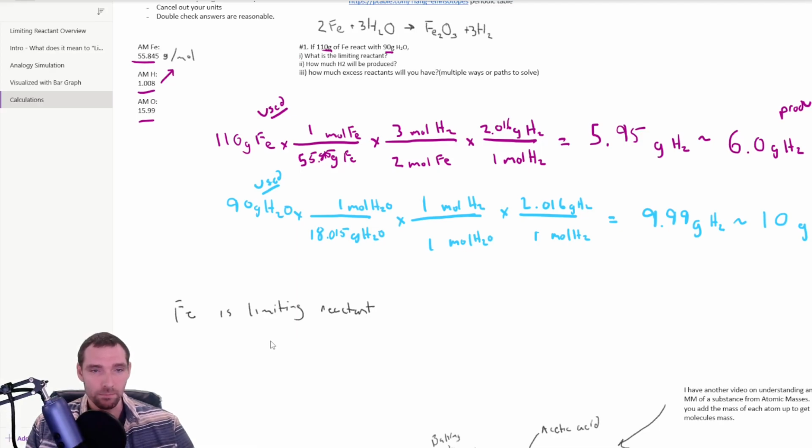So that's part 1, right? That right there. And then the part 2, the II, we can say that we're actually only going to produce the 6.0 grams of H2. And then how much excess reactant do we have?